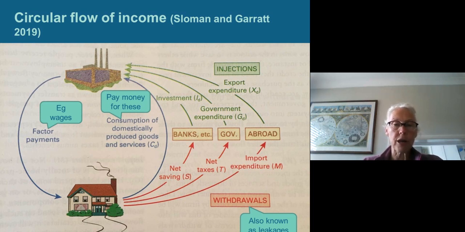And if you follow the blue line round from the industry at the top, you can see there's what's called factor payments. An example of this is where people are paid wages. So obviously people take them home into their houses, but they also, as you can see going up the other side, consume domestically produced goods and services. Now they're going to pay money for these, and that might include actually attending events and purchasing tickets.